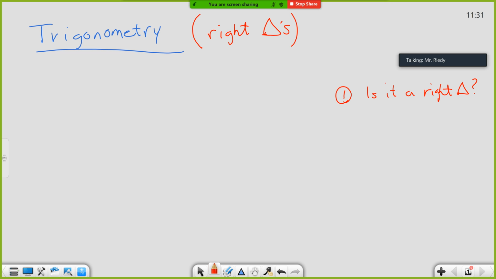Okay? And there are 6 trig functions. We're only going to do 3. And they are the following: the sine function, the cosine function, and the tangent function. And they're abbreviated like you saw in your calculator. The sine is abbreviated SIN, the cosine is abbreviated COS, and the tangent function is abbreviated TAN. Do not call them sin, cos, and tan, because people will just laugh at you.